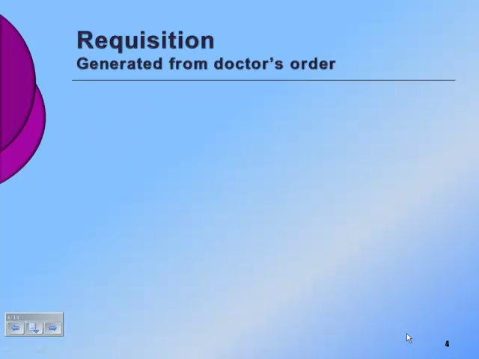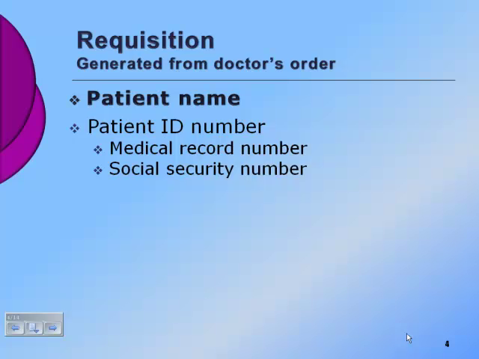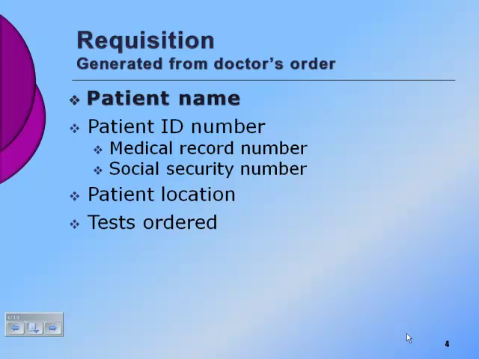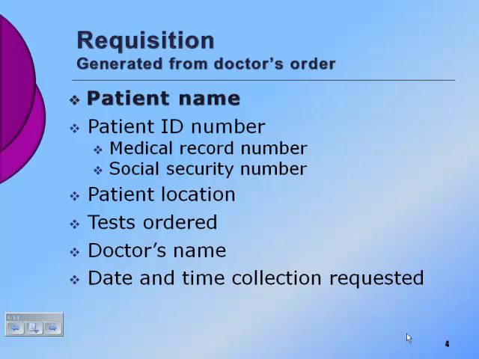A requisition is then generated from the doctor's order. This may be a manual piece of paper, but more often it is entered into a computer system. It should contain the patient's name and a patient identifying number, generally a medical record number. Social Security numbers are being used less and less as identity theft is becoming a problem. Many requisitions will give the patient's location. It must include the tests ordered so we know what to draw. It will often give us the doctor's name, and it should indicate at what date and what time this specimen should be collected.